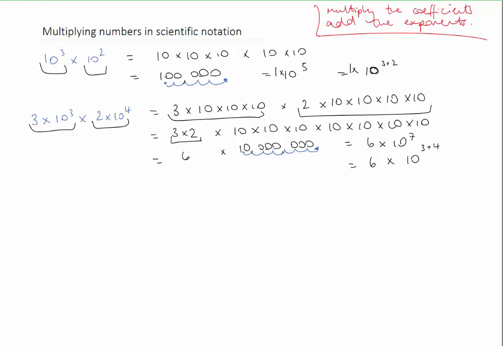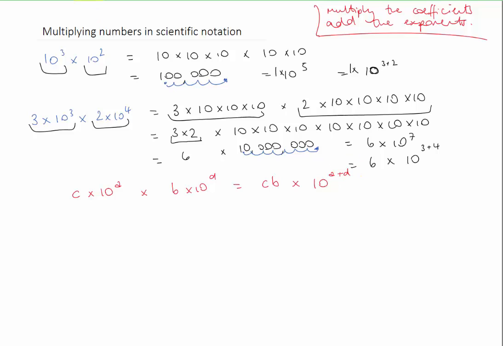So if we want to write out this general rule as a nice fancy equation, we could say that if we've got two numbers, c times 10 to the power a times b times 10 to the power d, that's equal to c times b times 10 to the power a plus d. So all this a, b, c, d, that could just be equal to any number you feel like.